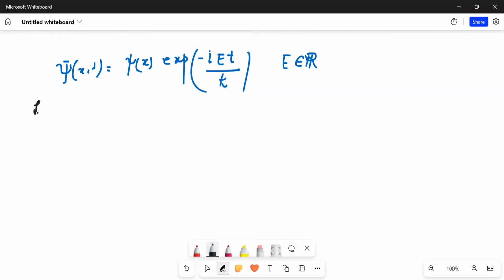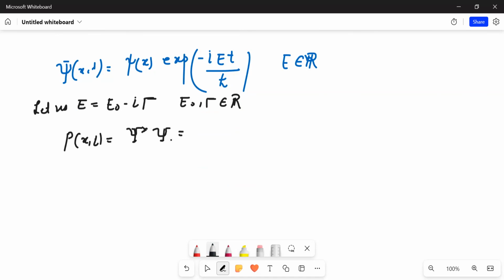Let us say that E does not belong to R, and is expressed as E naught minus iota gamma, where E naught and gamma are real. I'm considering that it would have been expressed in this form, that is, E would have been E naught minus iota gamma. Now, if we want to find the probability density, it would be equal to psi star psi. We will see whether this is a stationary state, that is, whether the norm is time independent. So it will be like psi star, where I will get exponential of iota E star t upon h cut.